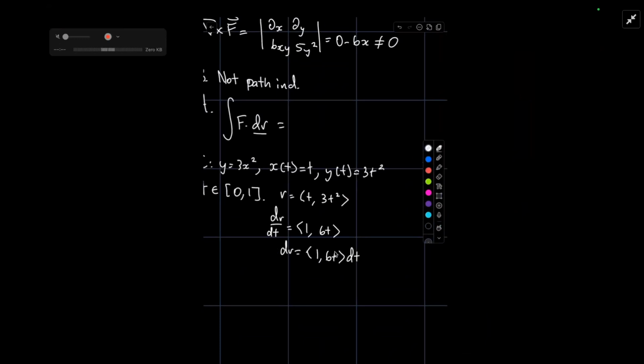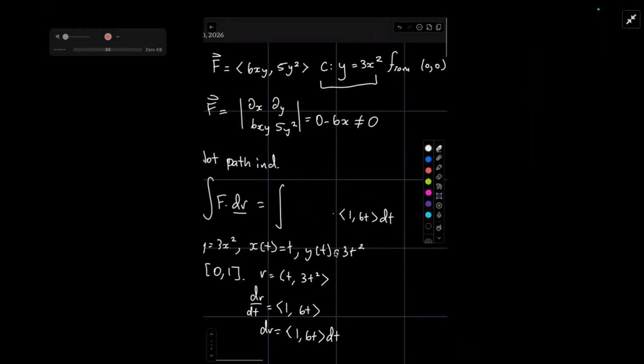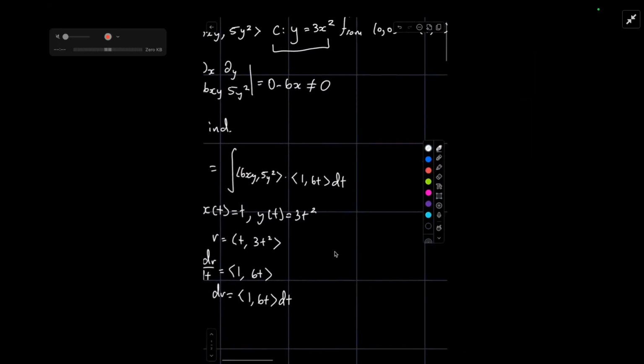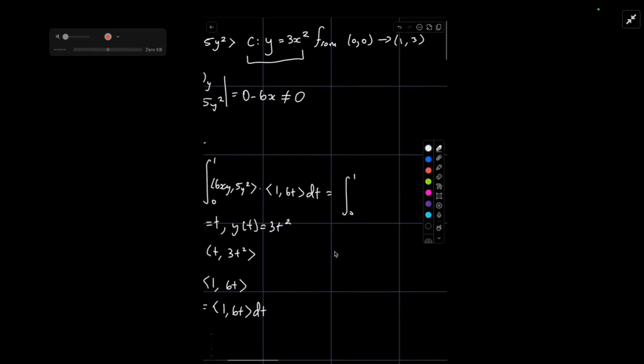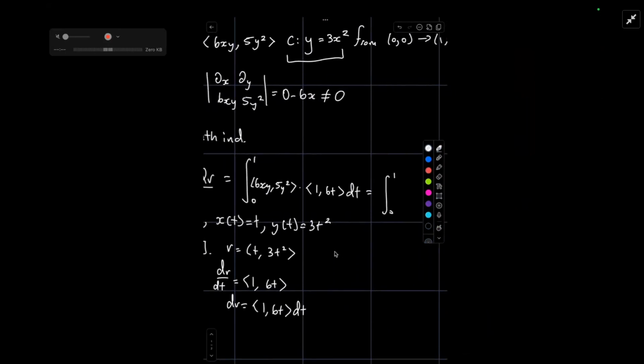Okay, so now we can actually start evaluating the integral. We have F dot (1, 6t) dt, and of course we know what F is. F is (6xy, 5y squared). But we're going to need to plug in our parameterizations for that so that we can get it all in terms of t. And of course, t runs from 0 to 1, so you can't forget our bounds. Right. So x is t and y is 3t squared.